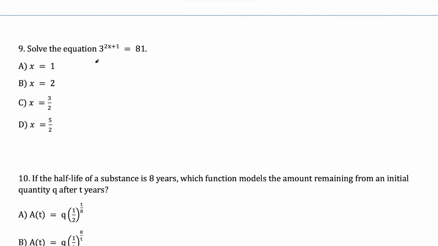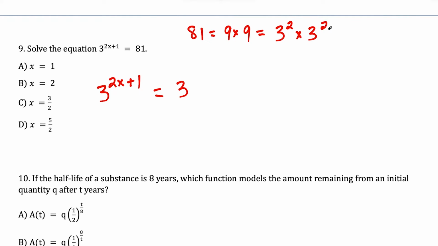Question 9, we're going to solve this equation here, and I want to do this algebraically. So we have 3 to the 2x plus 1 equals 81, and 81 I'm going to express as a power of 3. And if you don't have that power on the ready, what you could do is rewrite 81 as 9 times 9, and then note here that 9 is equal to 3 to the second power. So now we could rewrite this as 3 to the second power times 3 to the second power, which is equal to 3 to the 4th power.